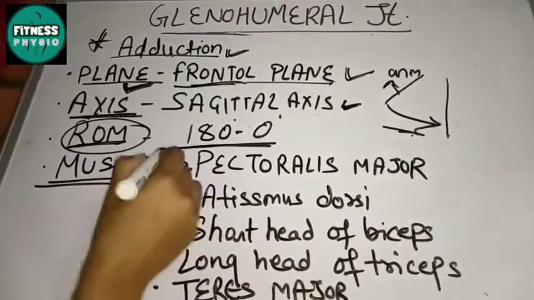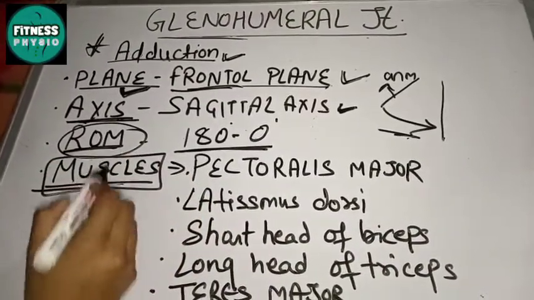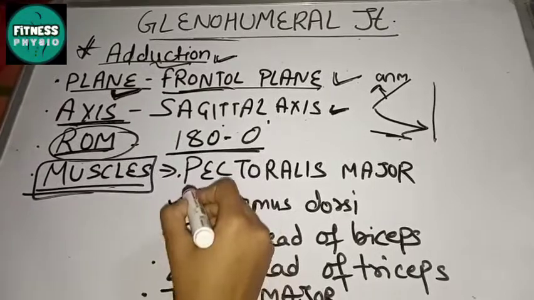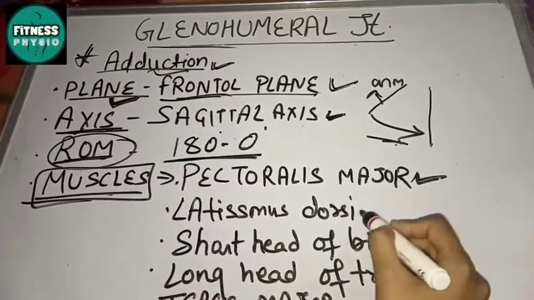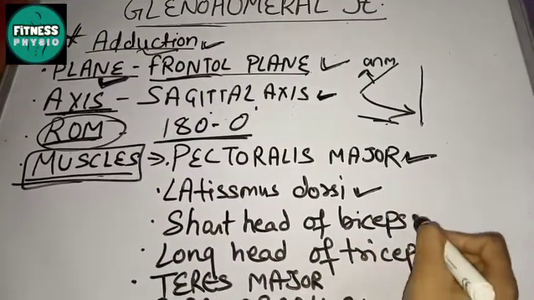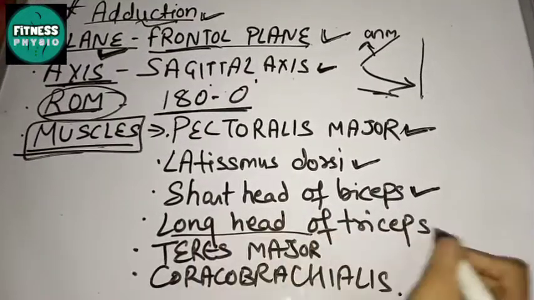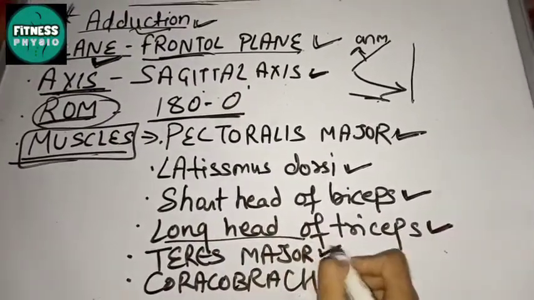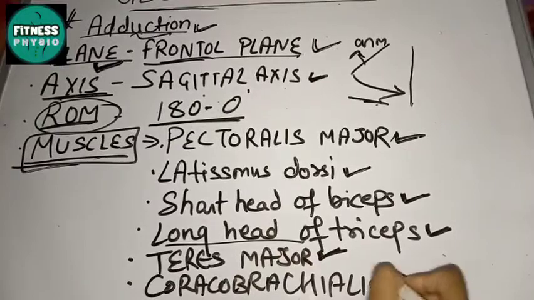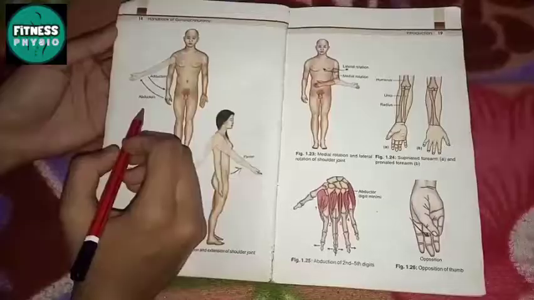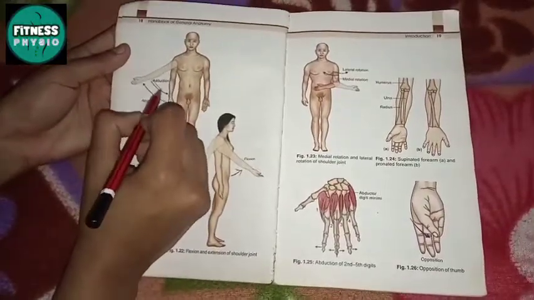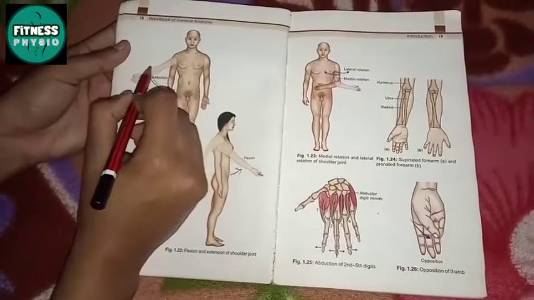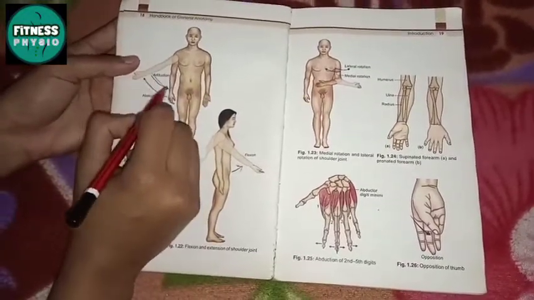The muscles responsible for making adduction possible are pectoralis major, latissimus dorsi, short head of biceps, long head of triceps, teres major, and coracobrachialis. So this is your adduction. You are taking your arm from here to here, so you are adding something.